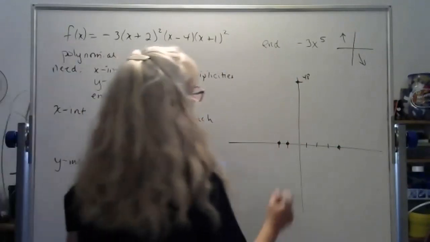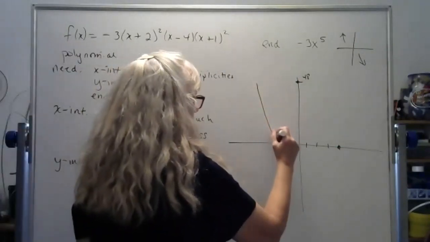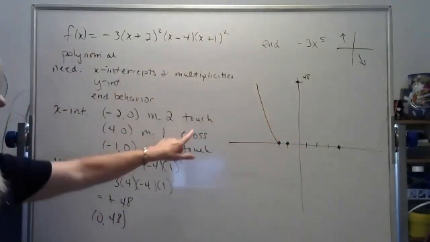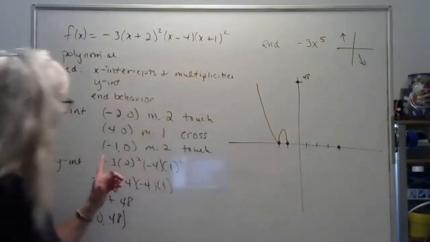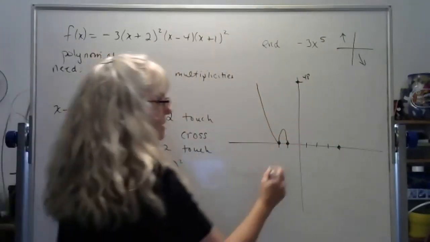So we know we're going to come in from the left side. We're going to come in towards that -2. And at -2, we said we were going to touch, so it's going to stay on the same side. I'm going to head up and hit the -1. At the -1, it's touching again, so it's going to bounce up.